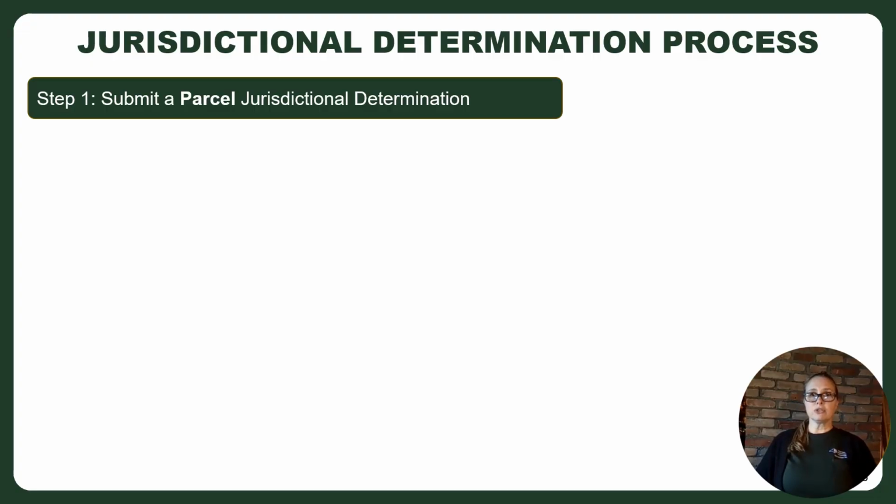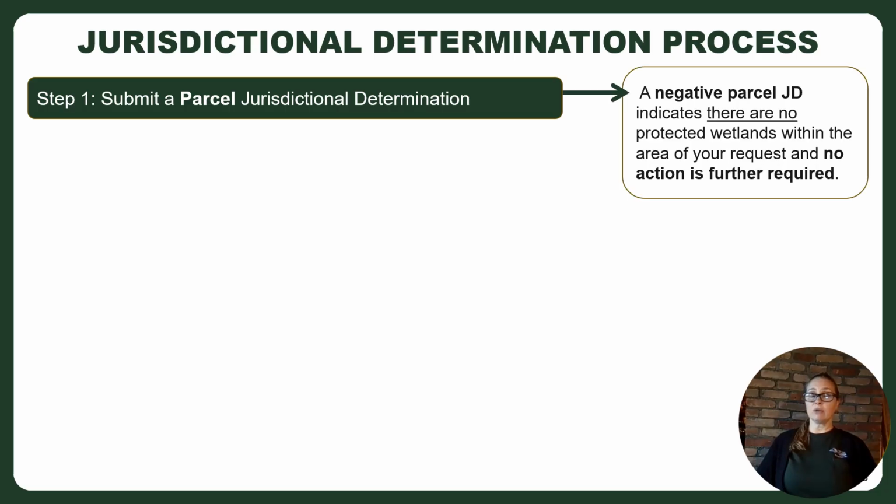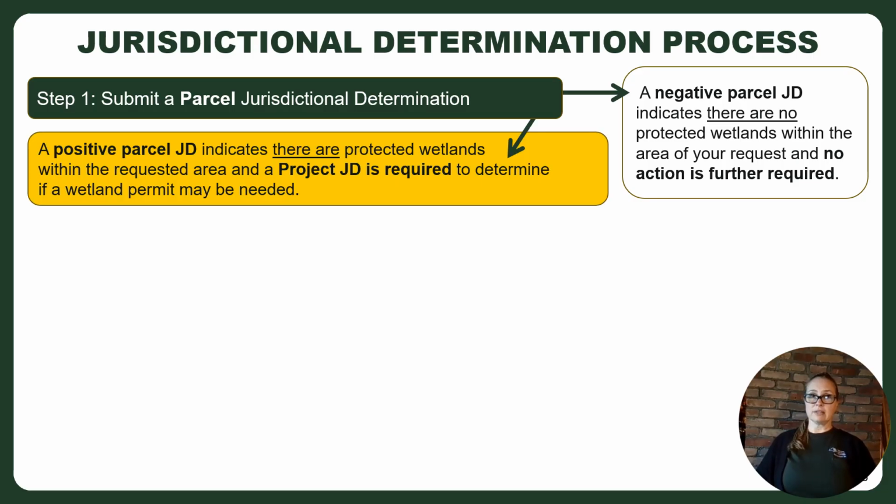A negative parcel JD indicates there are no protected wetlands within the area of your request and no action is further required. This is the end of the process for you. A JD is valid for 5 years, so projects not completed within that 5-year time frame will need to request another JD. A positive parcel JD indicates there are protected wetlands within the area of your request, and a project JD is required to determine if a wetland permit may be needed.